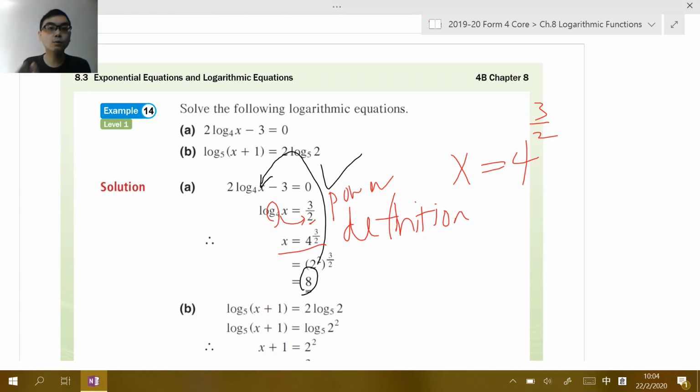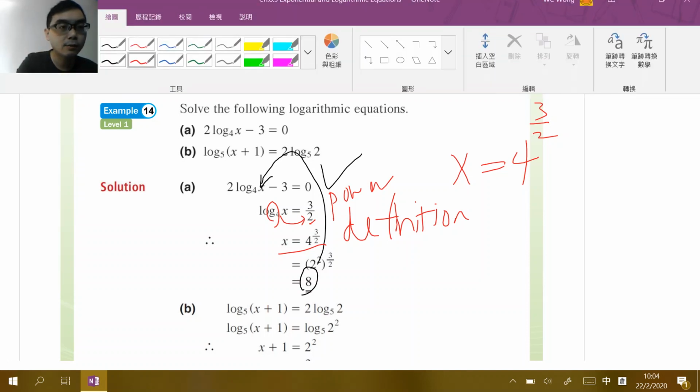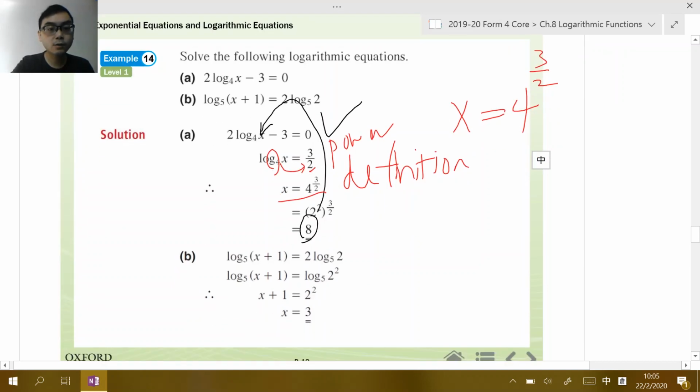So why do I say it? You can see in the other example. Anyway, we focus on this example. You can see it now. We can do it this way, it's very easy. So even for part B also.